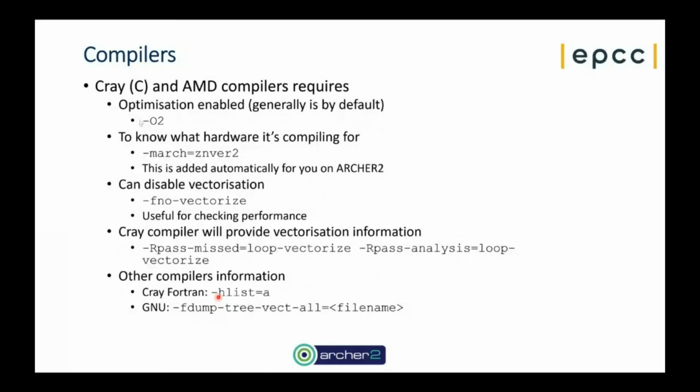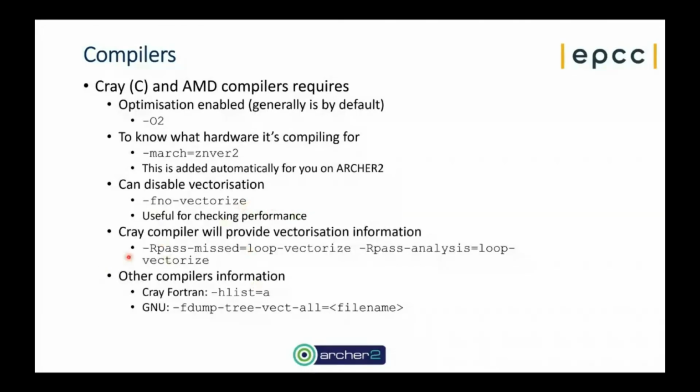This is a way of telling the compiler about the architecture. There is also this minus F no vectorize flag. And that's a good way of being able to say, is my code vectorizing well? If I compile it without vectorization and then compile it with and compare the performance, I can see how well that's giving me a performance improvement.